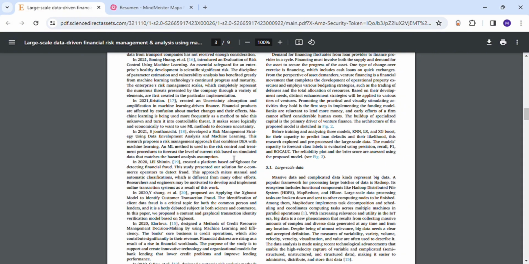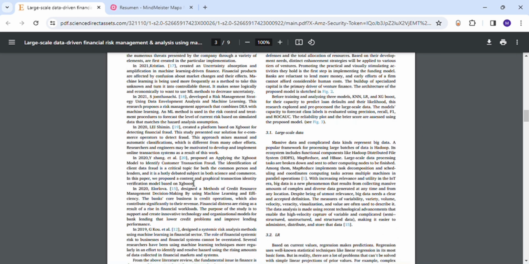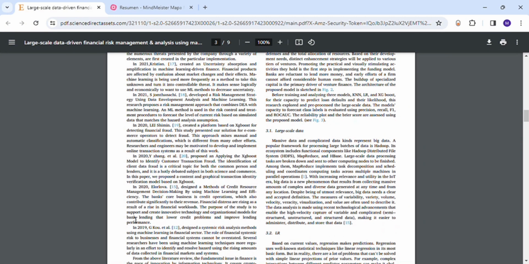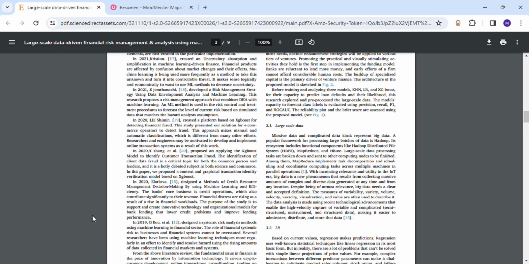In 2020, Elorbola designed a method of credit resource management decision making by using machine learning and efficiency. The bank's core business, credit operation, will also contribute significantly to their revenue. Financial distress or risk can result from a rise in financial workloads. The purpose of the study is to support and create innovative technology and organizational models for bank lending that lower credit problems and improve lending performance.